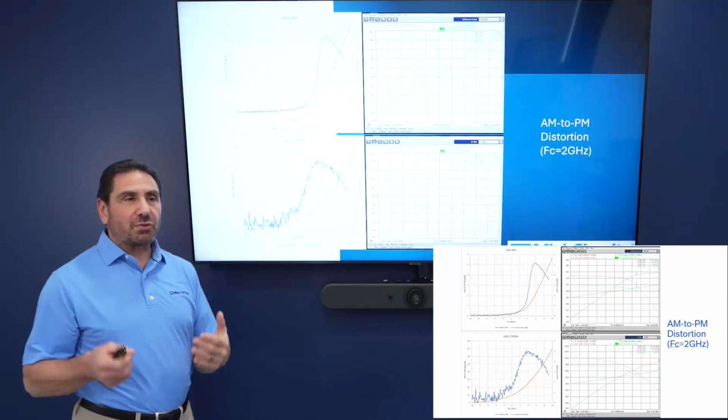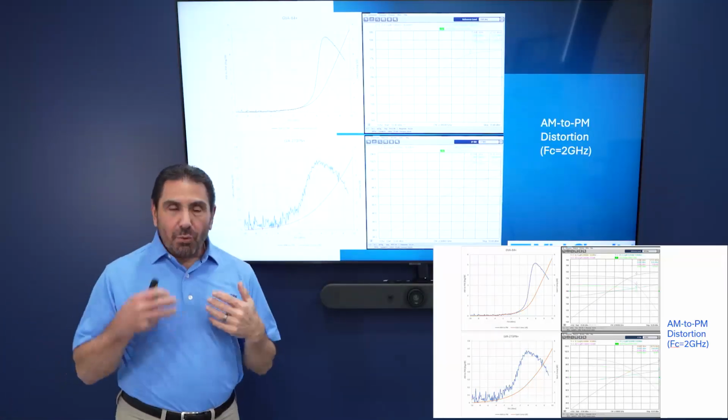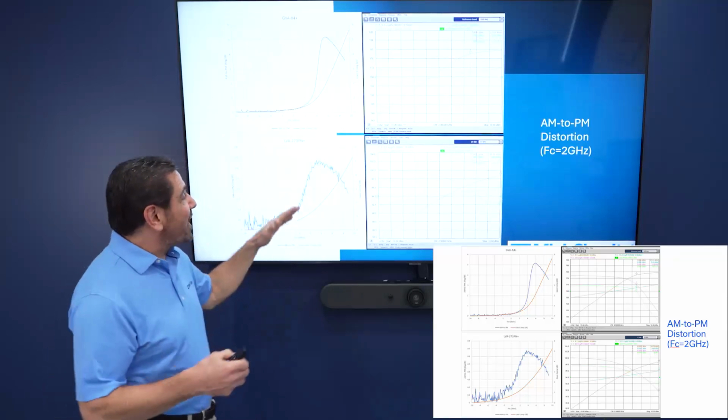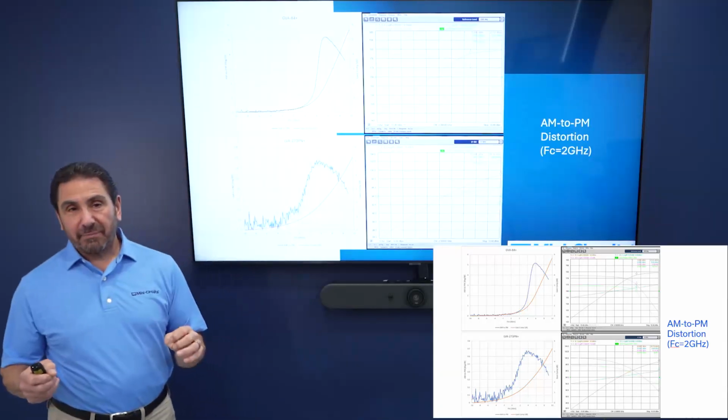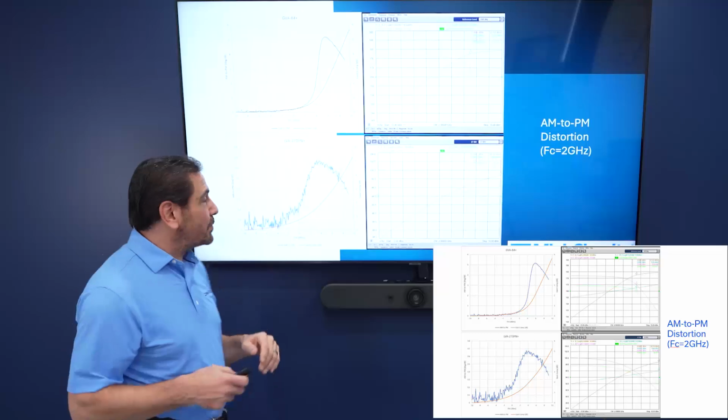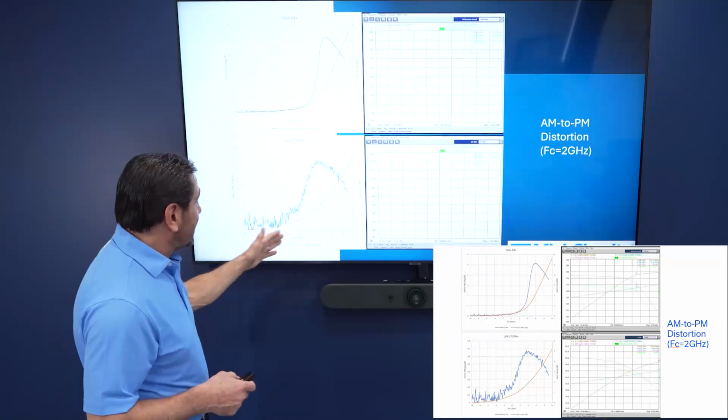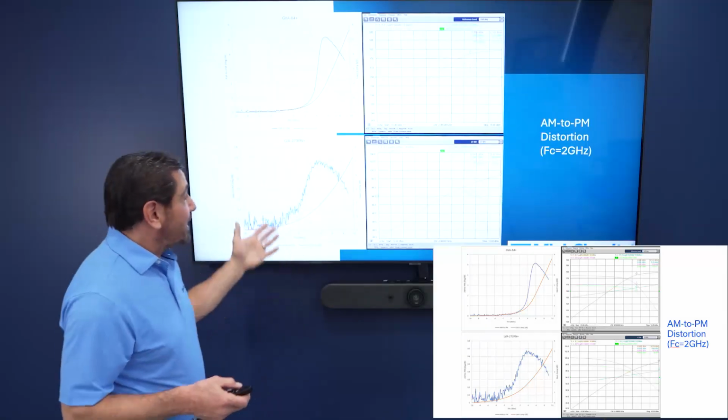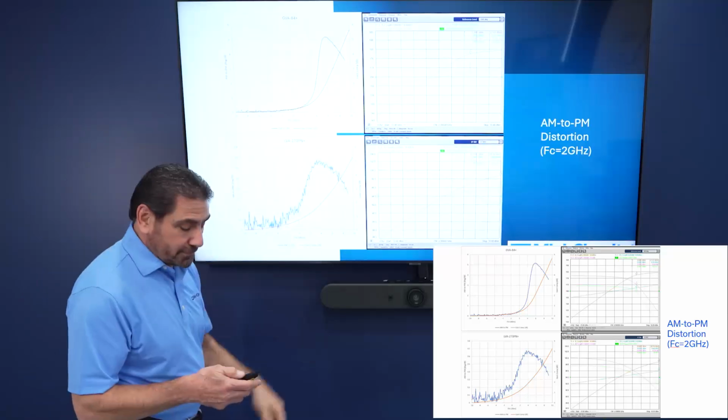And that AM to PM distortion is causing the effective noise figure of the amplifier to increase faster than the signal power. So that's the whole reason for that inflection point, where if you look at the LVA at 2 gigahertz, it has almost no effect because it's so low.